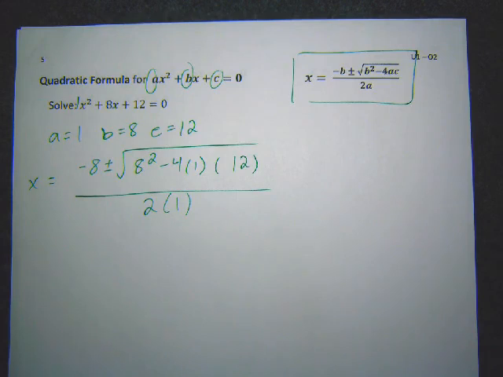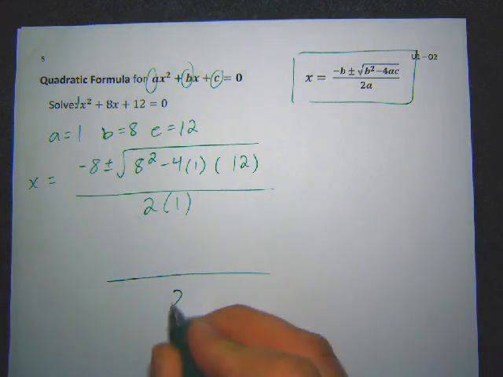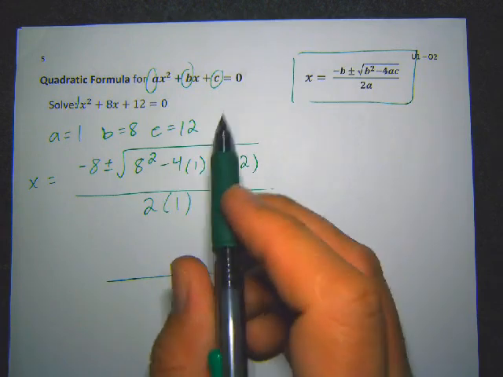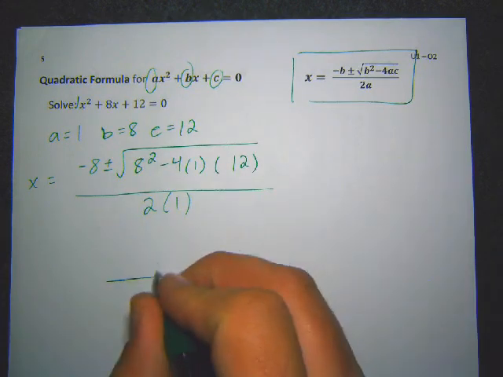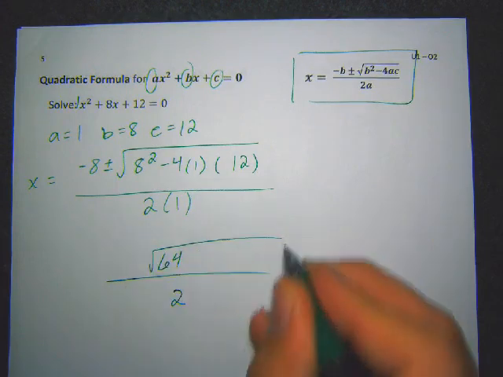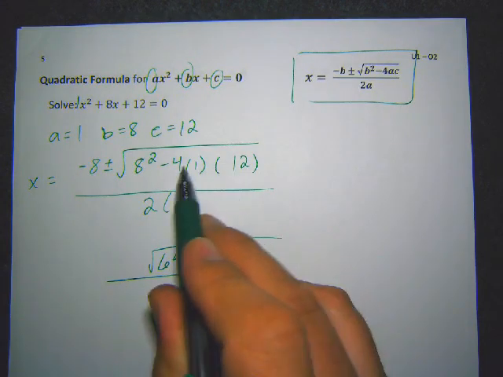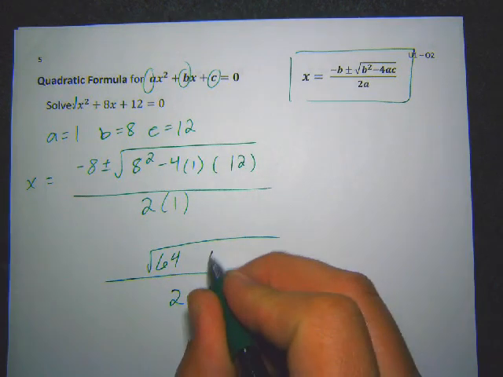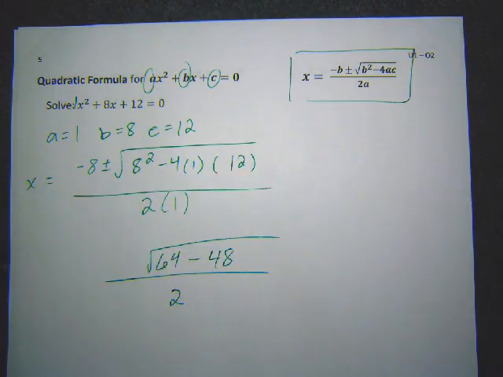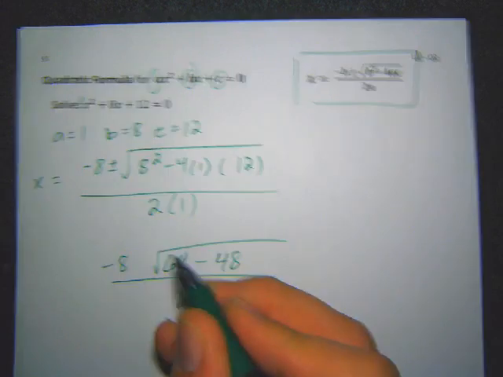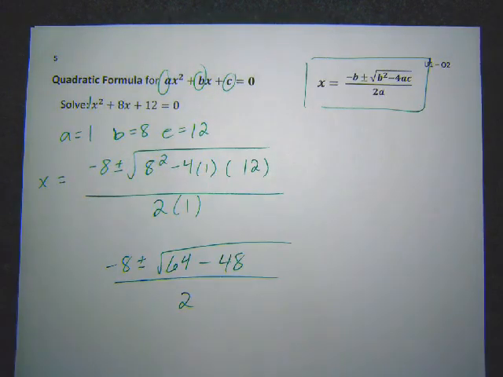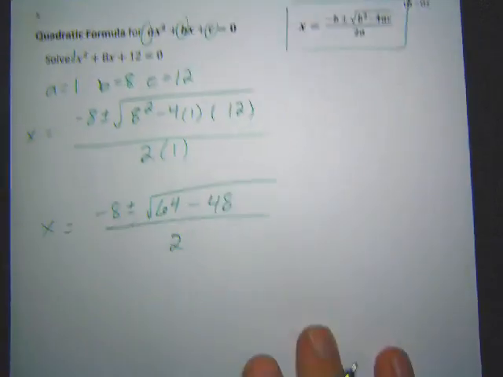Some of it's pretty simple. Some things are easy to do. Like we notice on the bottom is 2 times 1. Well, that's just going to be 2. So that's pretty easy. Up here, you can see 8 squared. Well, 8 squared is 64, so that's not too bad. 4 times 1 is 4, times 12 is 48. Don't forget the minus. Negative 8 doesn't change, so we just leave that. Plus or minus, brought that down. So that's a little bit of simplifying, made it a little bit easier.